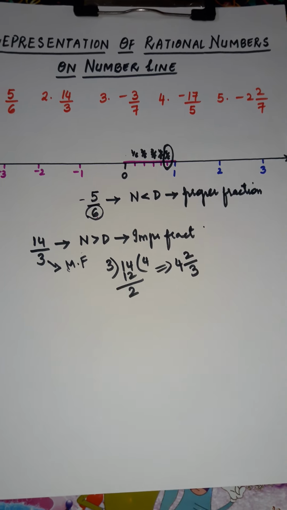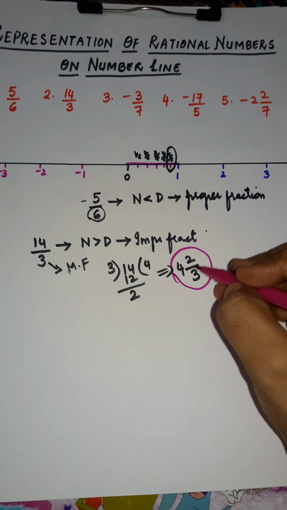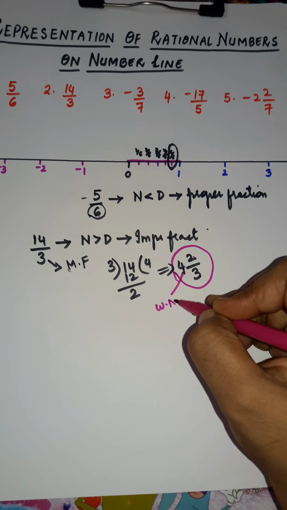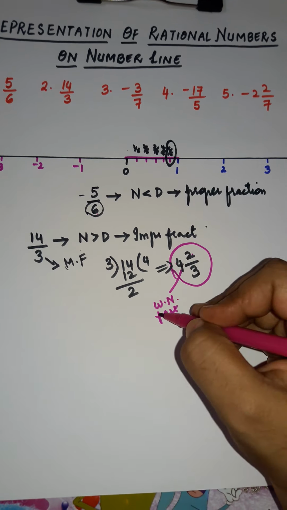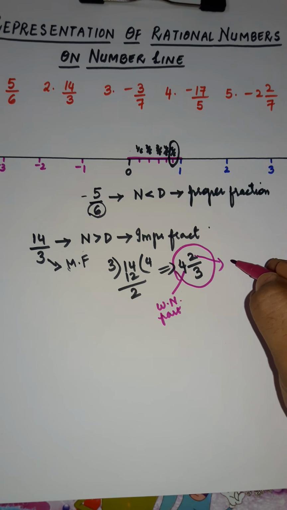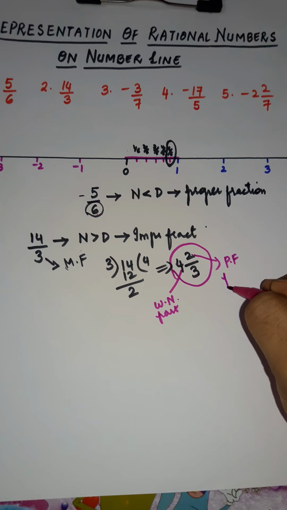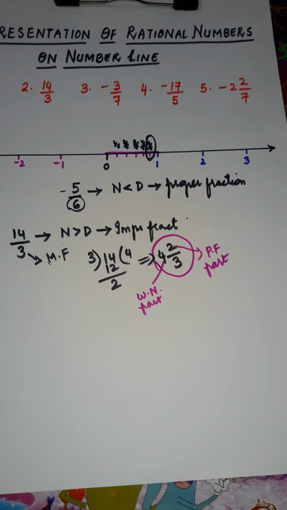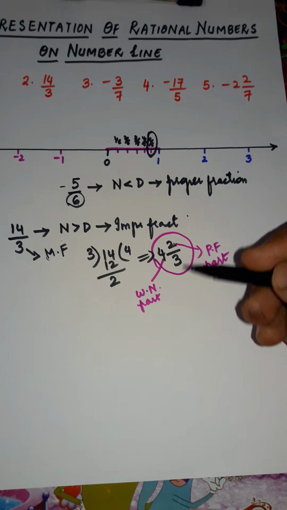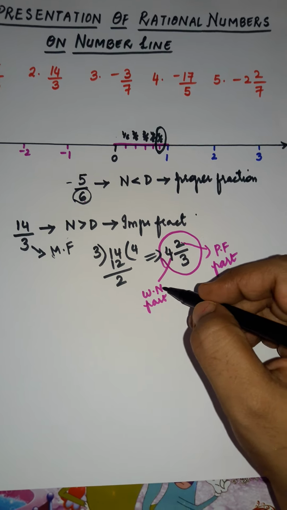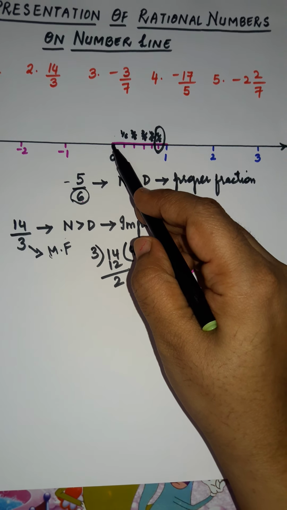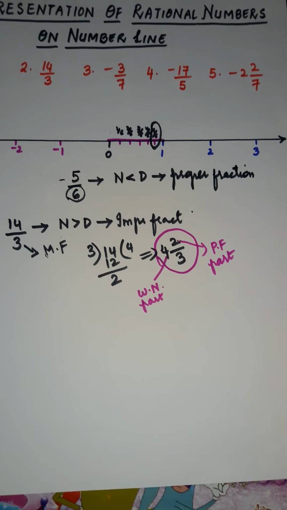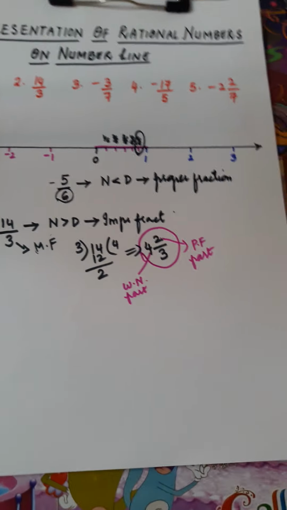So how will you plot this 4 2 by 3? First of all, in 4 2 by 3, the 4 is the whole number part, and 2 by 3 is the proper fraction part, where the numerator is smaller than the denominator. So 4 is the whole number part, which means from 0 to 1, 1 to 2, 2 to 3 and 3 to 4, those whole parts are there. Let me draw one more number line.